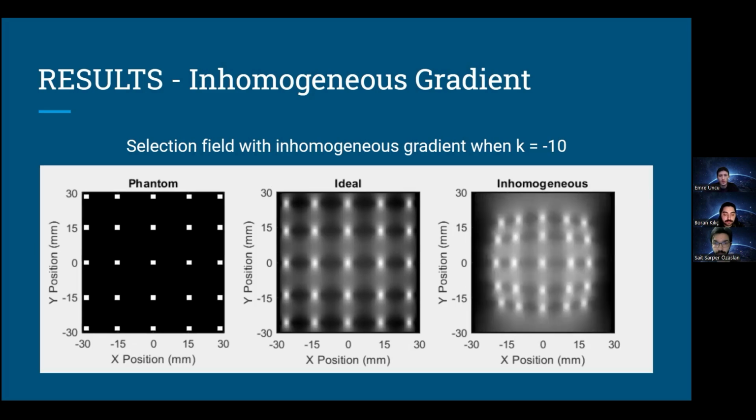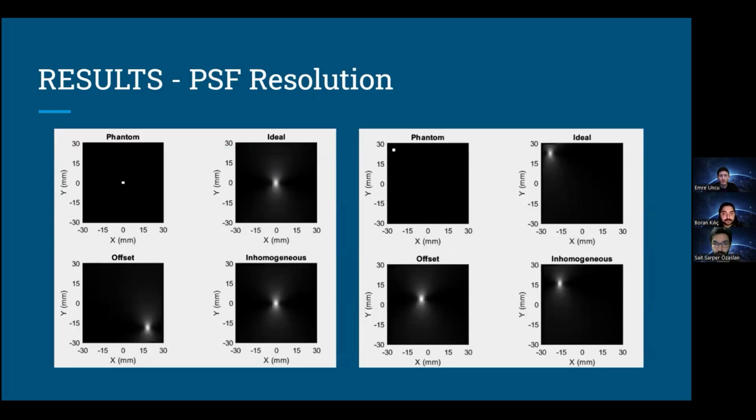Then the k coefficient was changed to -10. As seen here, as the coefficient increases, points located further from the center are pushed more. Thus, the image corners are further rounded.